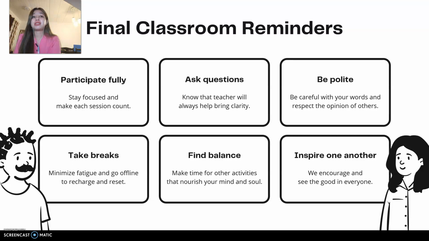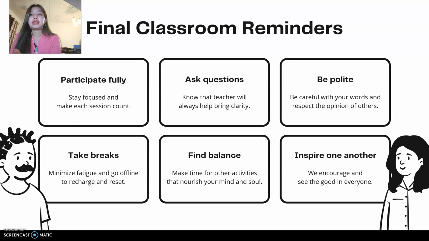Next is take breaks, so minimize fatigue and go offline to recharge and reset. So this is a time that will be given by your teacher anyway. If your teacher is assigned to have your class for at least 1 hour, I know that your teacher will not spend the whole 1 hour, for you to have a break and to be prepared, or for you to have time to prepare for your next class.